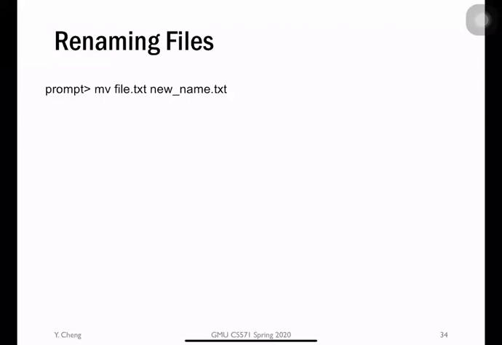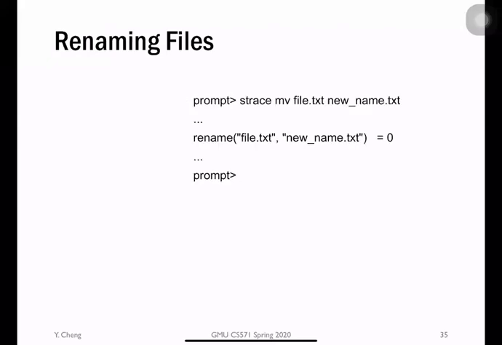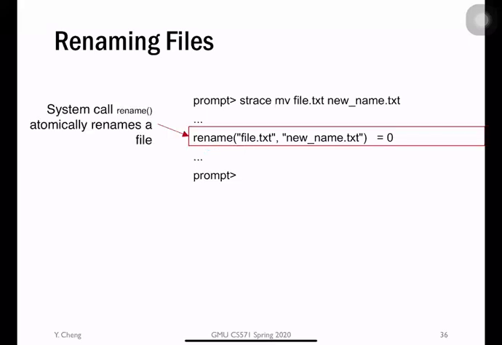In this case, you want to change the file name from file.txt to new_name.txt. So let's again use strace to see what exactly happened under the hood in terms of system call level activities. Essentially, this mv command line tool is associated with the core system API called rename. This rename system call simply renames a file from its previous name to the new name, and once successfully executed, it returns a value of 0. So this is how to rename a file.